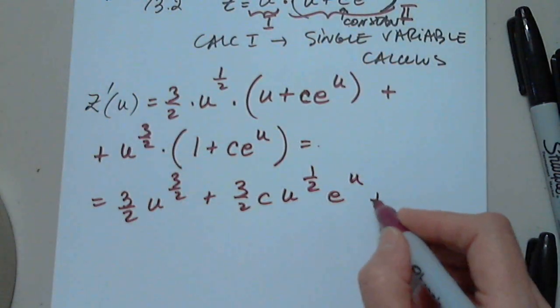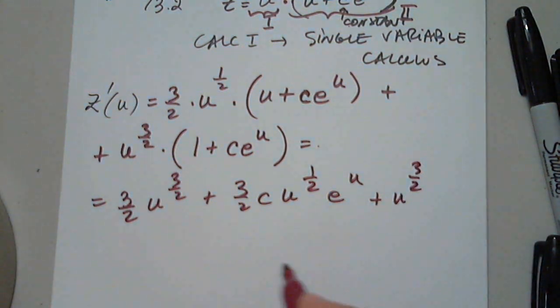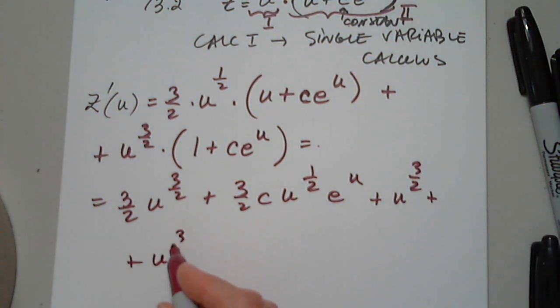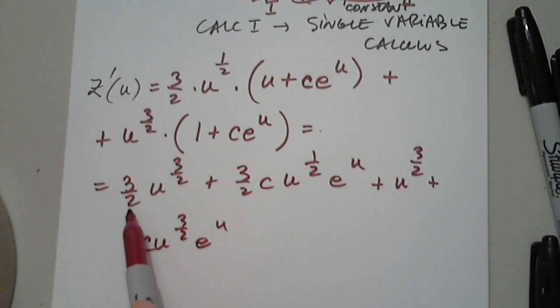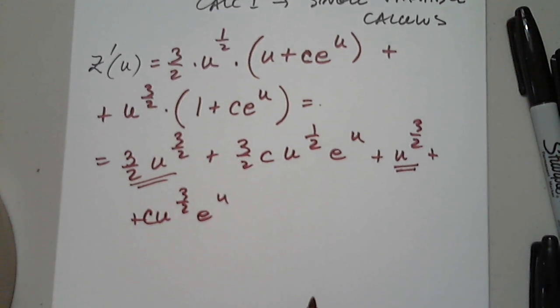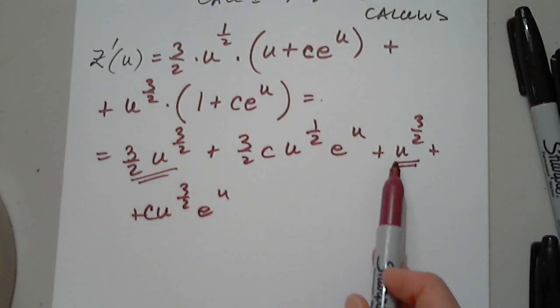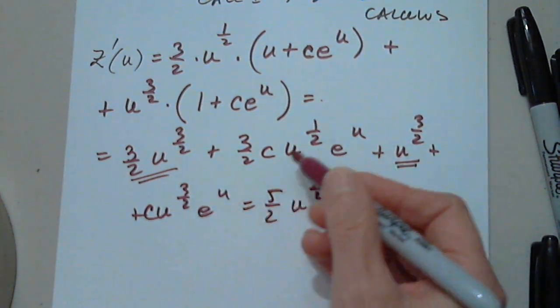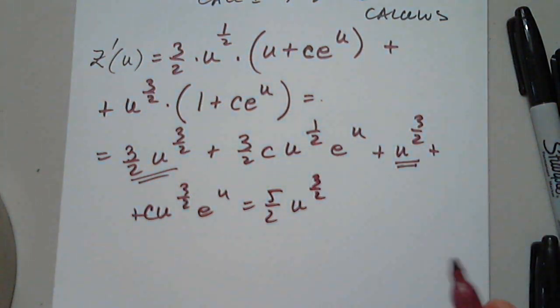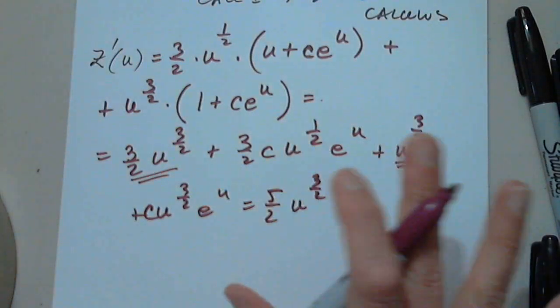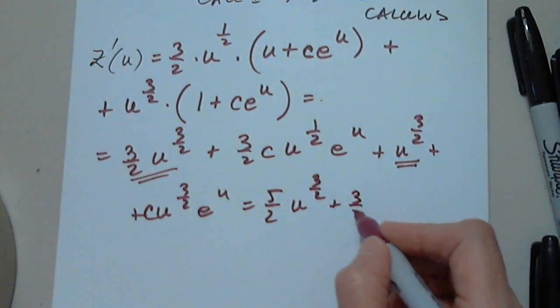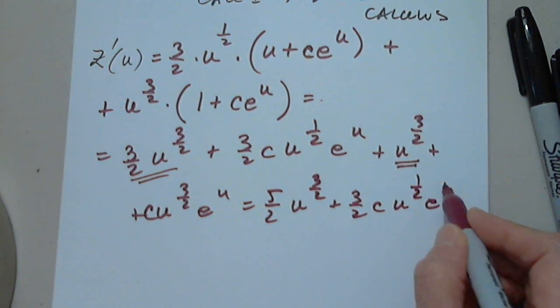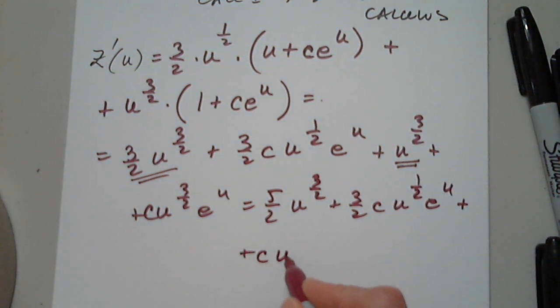And then we distribute U to the 3/2. And then plus U to the 3/2 times C in front times e to the U. Yes, and I can combine these two. That's the most I can do. 3/2 plus 1, so that's 5/2. 5/2 U to the 3/2, and then I have to copy these two terms. There is nothing I can do here. I can factor out, but no, not from two terms. So there's no need. 3/2 C U to the 1/2 e to the U plus C U to the 3/2 e to the U.